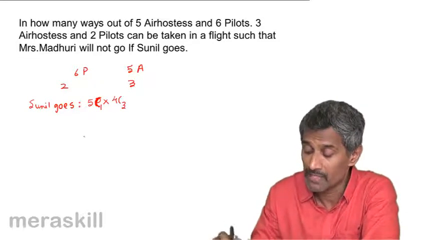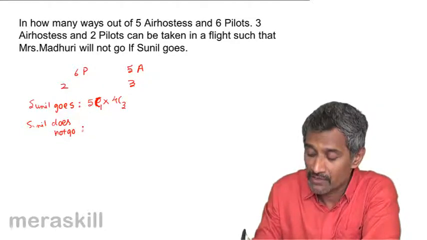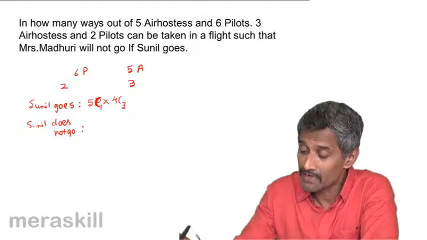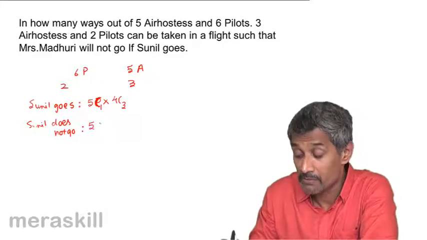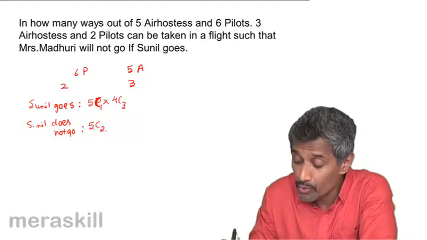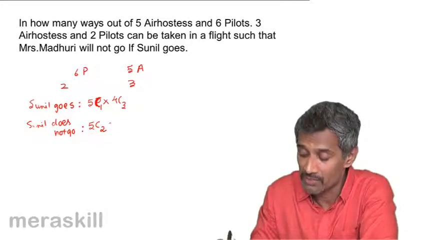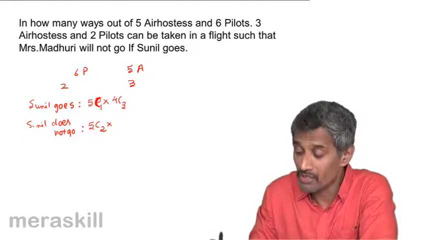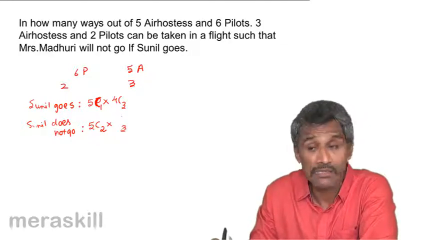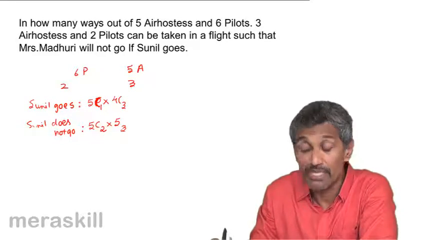This is one possibility. The other possibility is Sunil does not go. So if Sunil does not go, it is a case of exclusion for the males. That means out of the 6 pilots, Sunil is not going. So there are only 5 pilots left, and here we need to choose 2 out of the remaining pilots who are available, that is 5C2. And Madhuri may or may not go. So you have to select the 3 air hostesses out of 5, because here neither of them is excluded. So it's going to be 5C2 into 5C3.